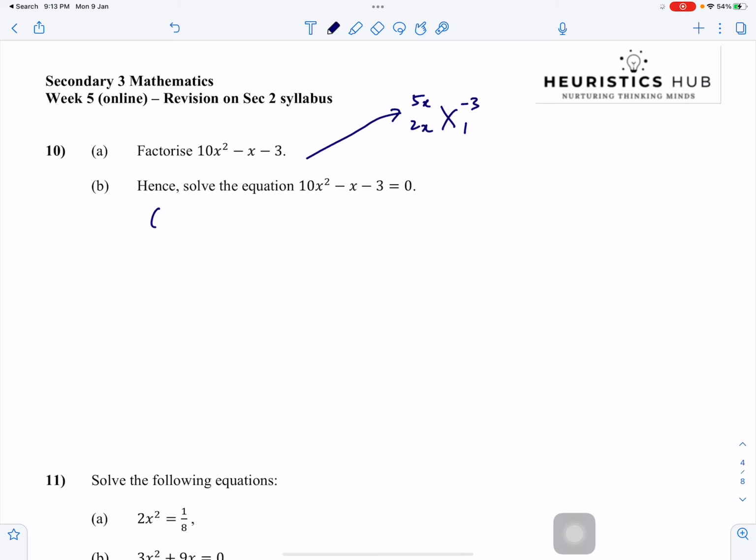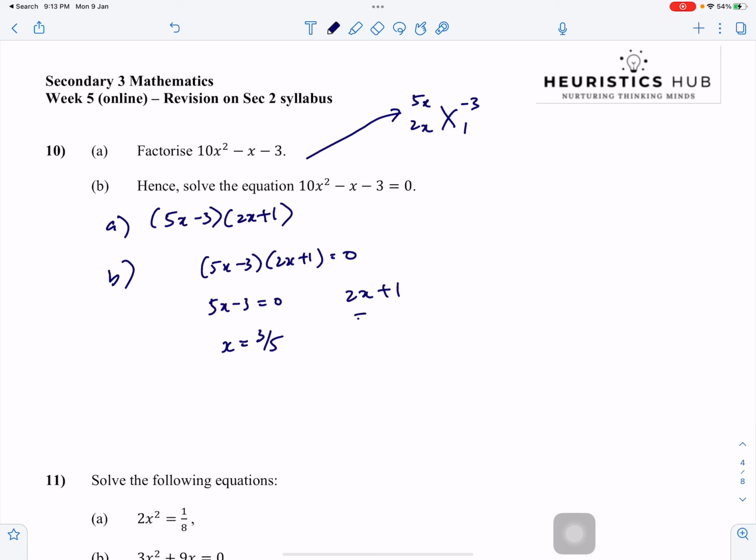Okay, so there you go. You factorize using the crisscross method. That's part A. B is pretty much the same. So x is equal to 3 over 5, and 2x plus 1 equals 0, so x is equal to minus half. All right, so you have got two numbers over here in 10b.